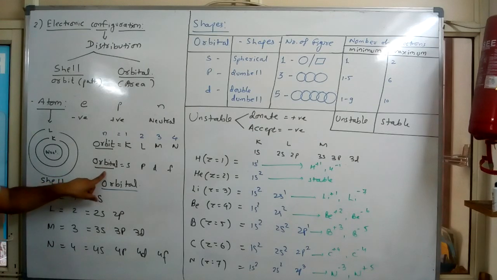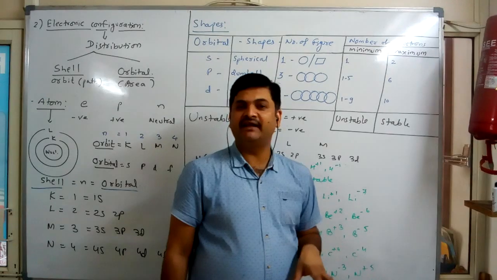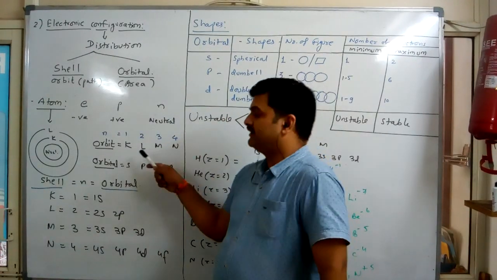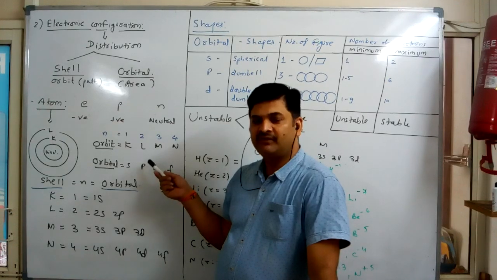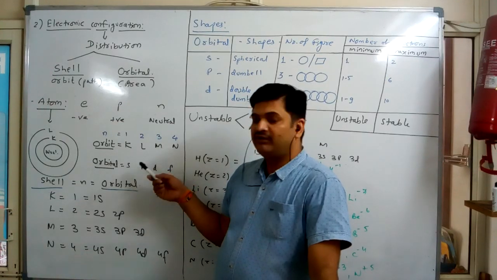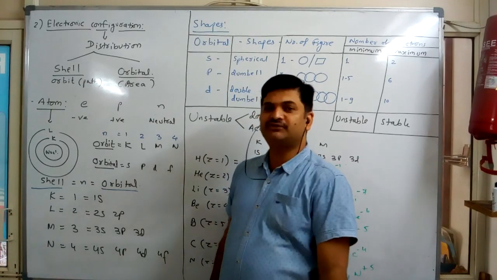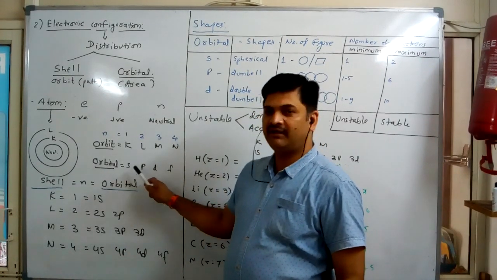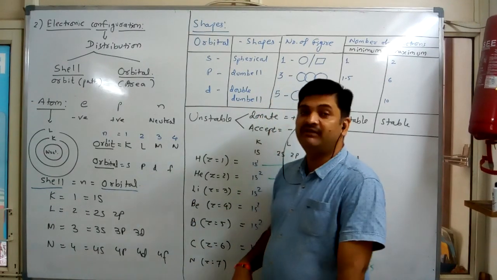So what is an orbital? Whenever the motion of an electron takes place with respect to the Cartesian coordinate system, the electron will create different types of shapes. On the basis of shape, the S orbital, P orbital, D orbital and F orbital will come.